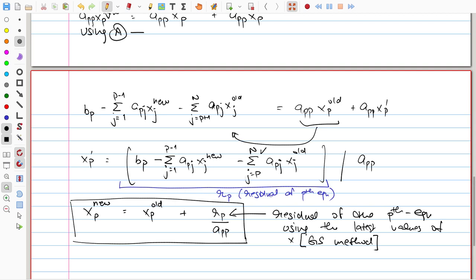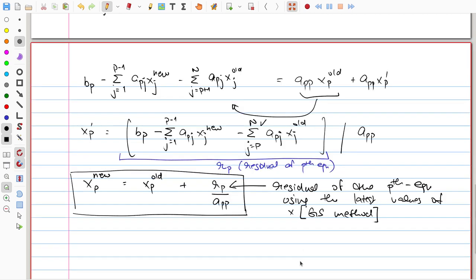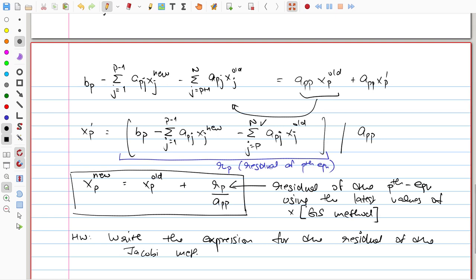Right. So if I gave you a question to write the residual expression for Jacobi method, I am sure you will be able to write it. Okay, so please try to write it yourself.